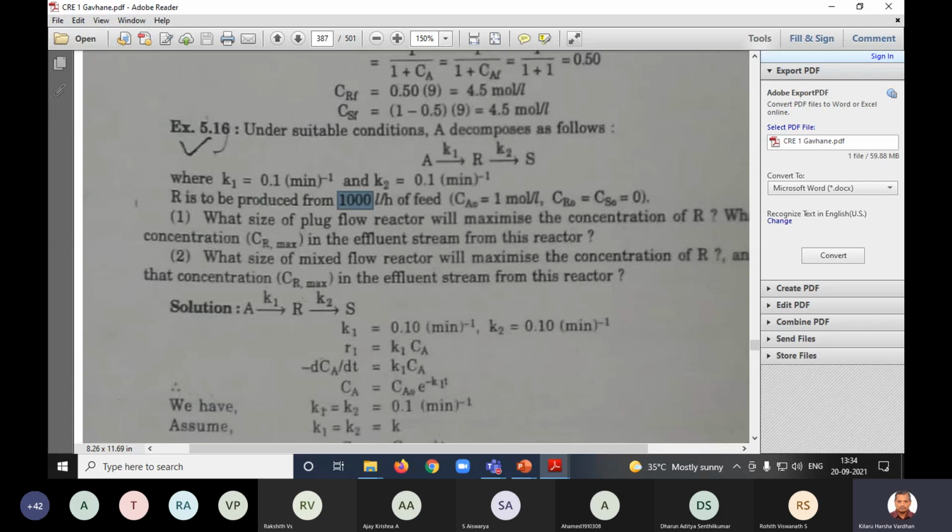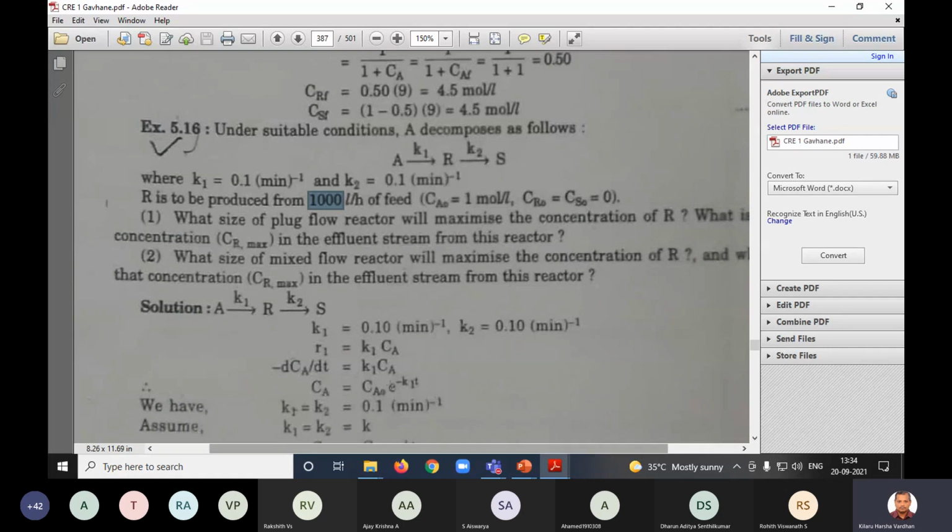For this kind of reaction, it is asking what size of plug flow reactor will maximize the concentration of R, and what is the concentration of CR in the effluent stream. So if I use a plug flow reactor, what should be the size of the plug flow reactor for the maximum concentration of R? And what is that maximum concentration of R? Mixed flow also is asking the same thing. If I use a mixed flow reactor, MFR, what will be the CR max?